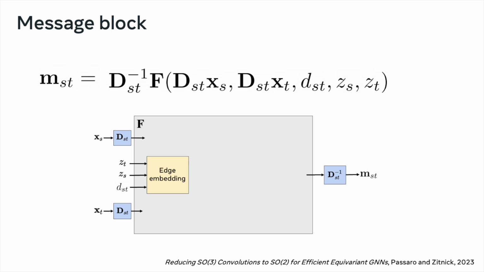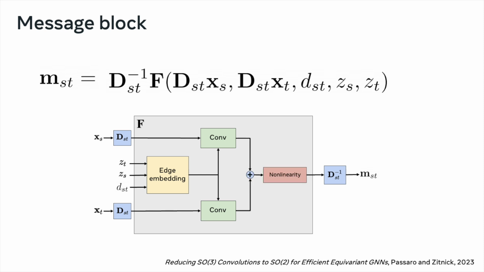We then compute an edge embedding from the distance between the atoms and their atomic numbers. We use this and feed it into two convolutions that we just described. We sum these two together and then perform our nonlinearity. We then rotate it back to the global coordinate frame, and we get our final output message. And that's it. That's our model.